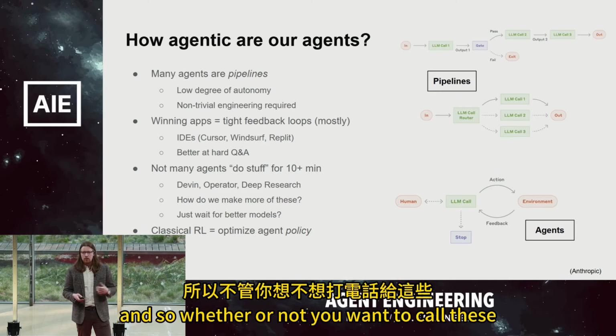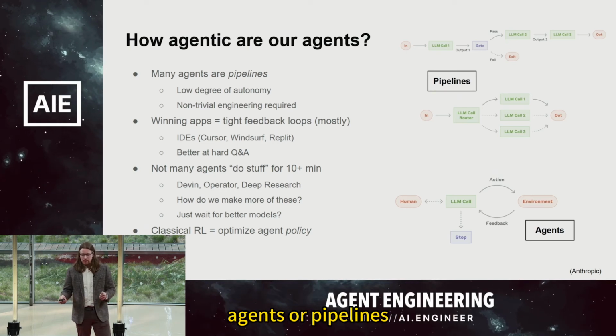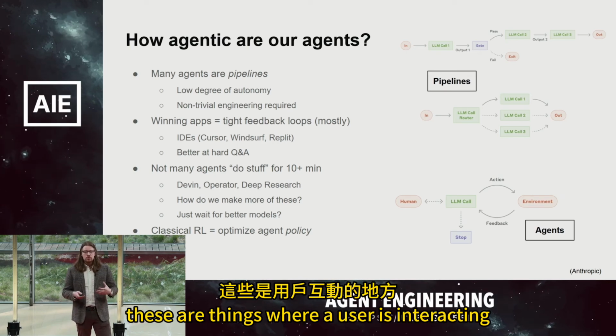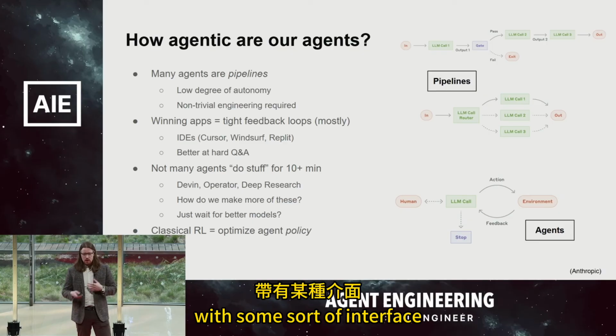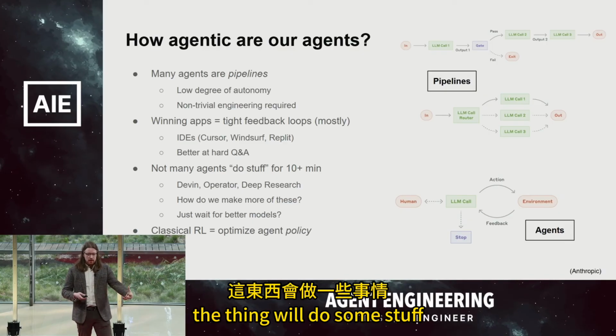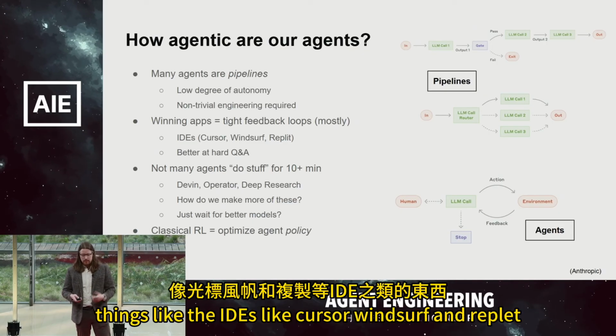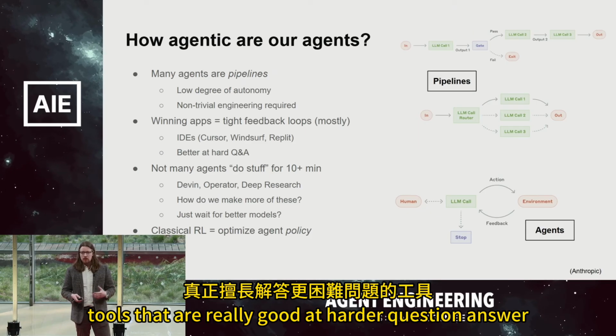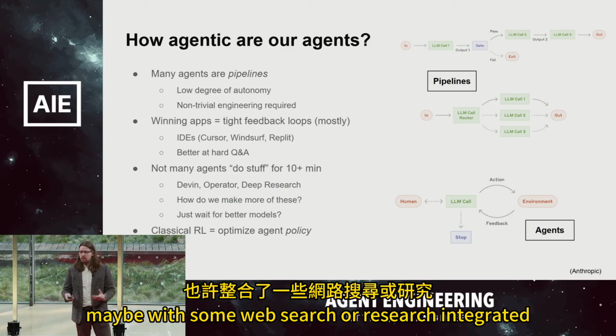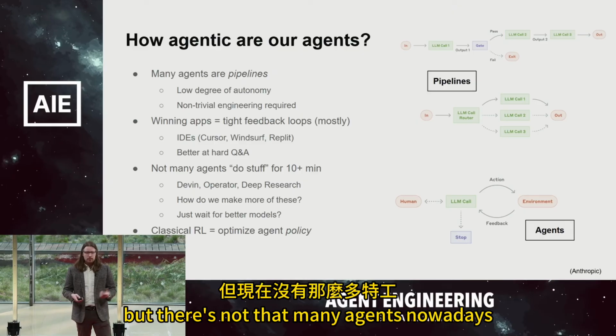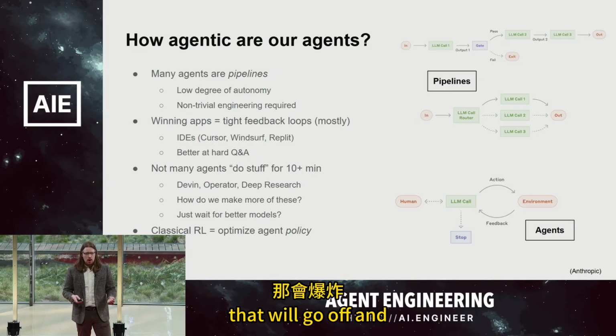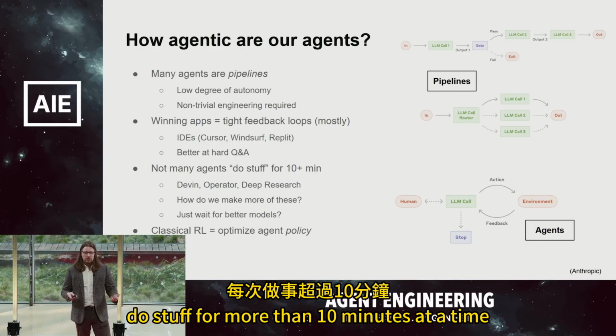And it seems like a lot of the winning apps in the agent space have very tight feedback loops. And so whether or not you want to call these agents or pipelines, these are things where a user is interacting with some sort of interface, they're telling it what to do, the thing will do some stuff, and come back relatively quickly. Things like the IDEs like Cursor, Windsurf, and Replit, and search tools that are really good at harder question answer, maybe with some web search or research integrated. But there's not that many agents nowadays that will go off and do stuff for more than 10 minutes at a time.